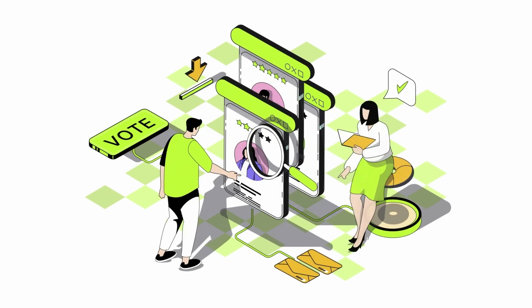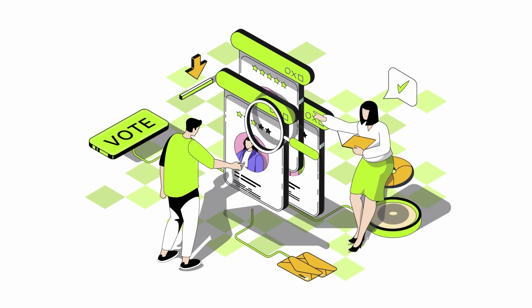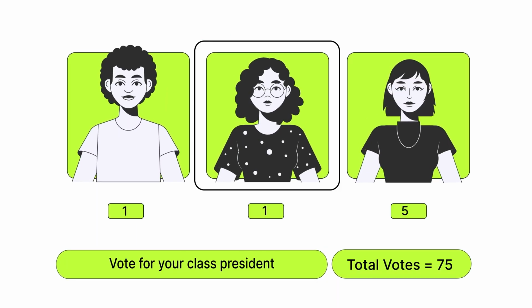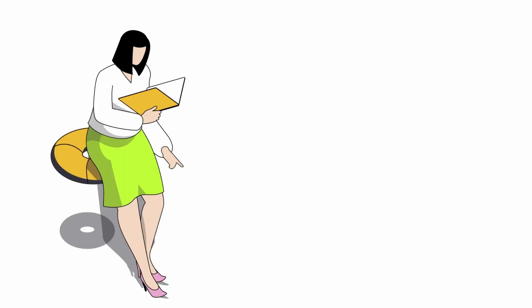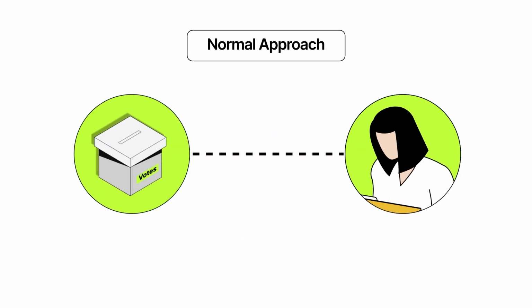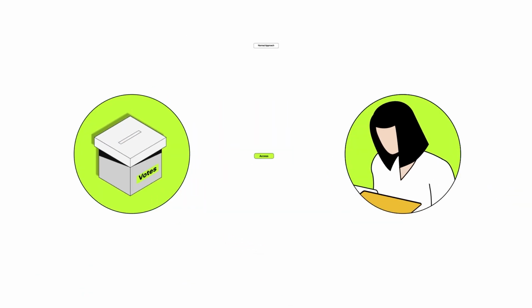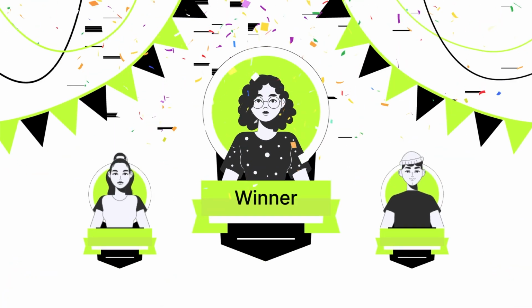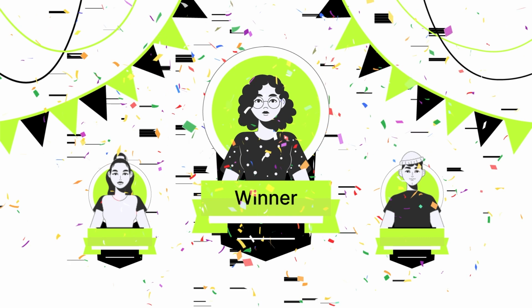Well, imagine you're in college and your class is voting for who should be the next class president. There are 3 candidates and all your classmates cast their vote. But when your teacher tallies the votes and announces the results, there are some discrepancies with the numbers. With a blockchain approach, it wouldn't just be your teacher counting the vote. Everyone would have access to the numbers and count the votes themselves before sharing their results and coming to a unanimous agreement between the whole class. This approach is known as decentralized.